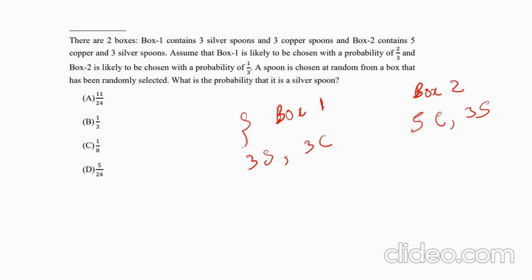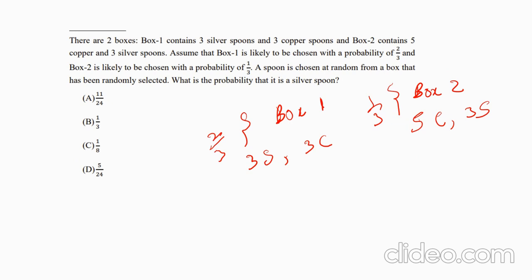So the choosing of box 1 is 2 by 3, and for box 2 it is 1 by 3. What is given here is that a spoon is chosen at random from a box that has been randomly selected. So we have randomly selected a box firstly, and then we have randomly selected a spoon from it. We want to find the probability that it is a silver spoon.